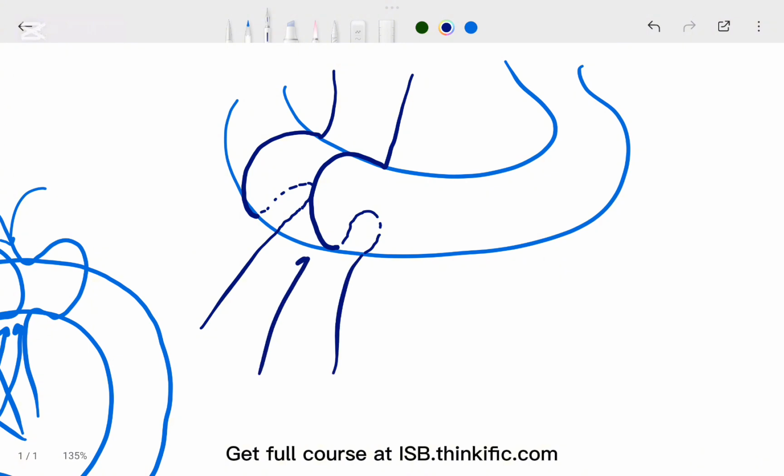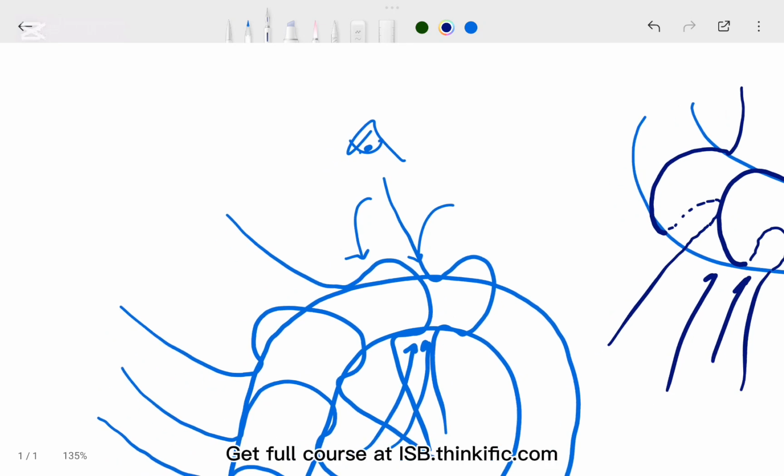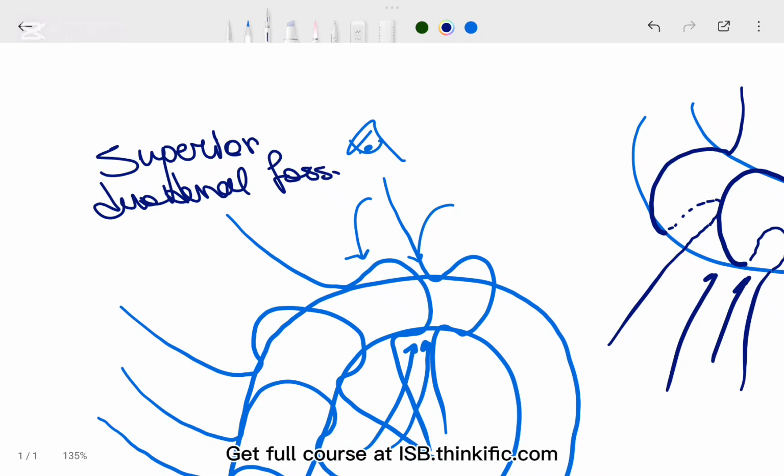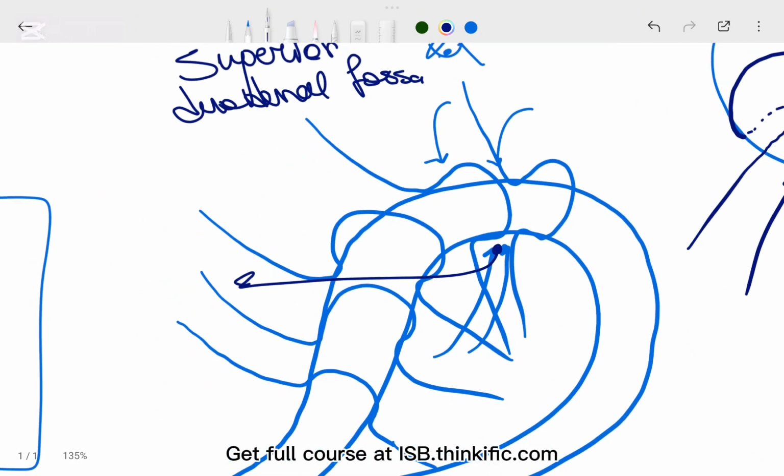Going under, there's a pocket underneath. You can put your hand here. This pocket above the DJ flexure is called the superior duodenal fossa. And the pocket below here is called the inferior duodenal fossa.